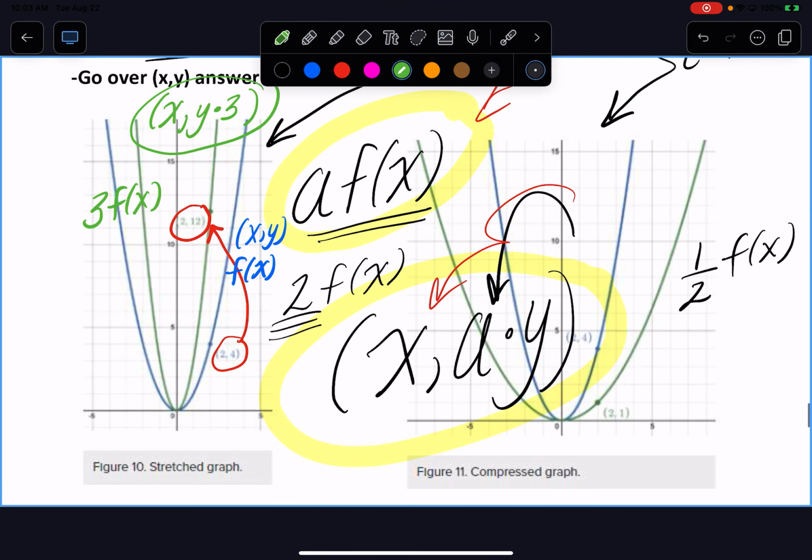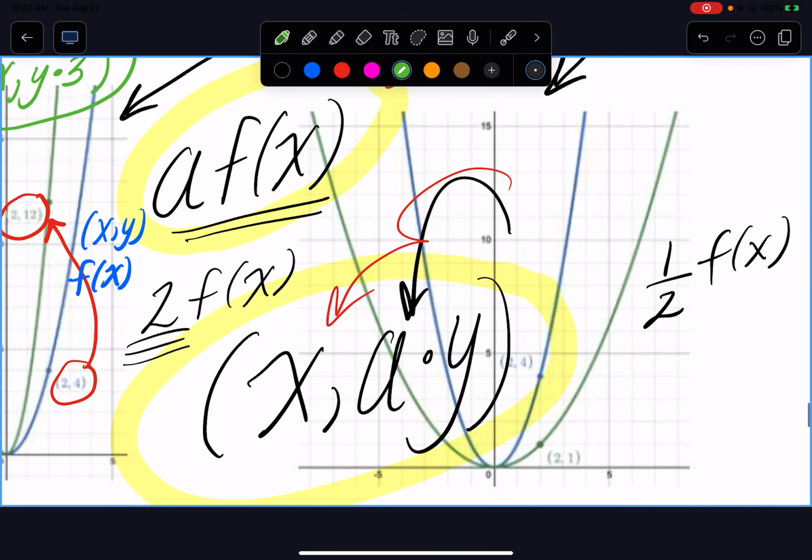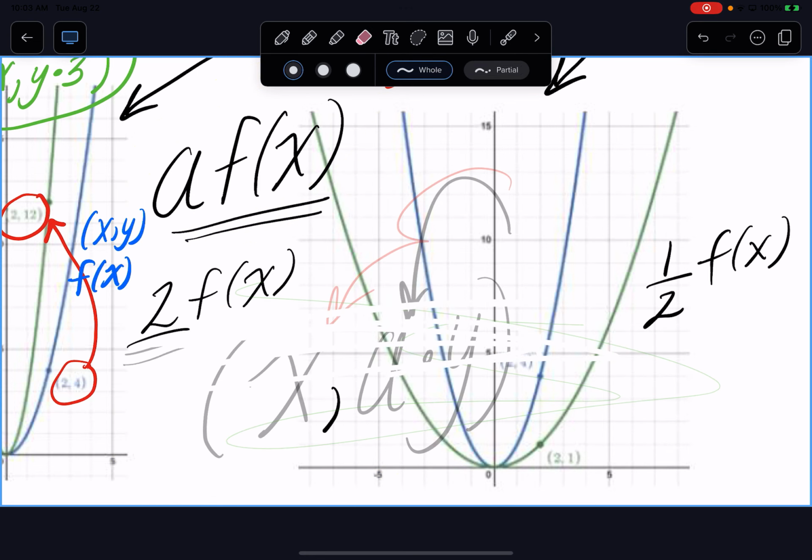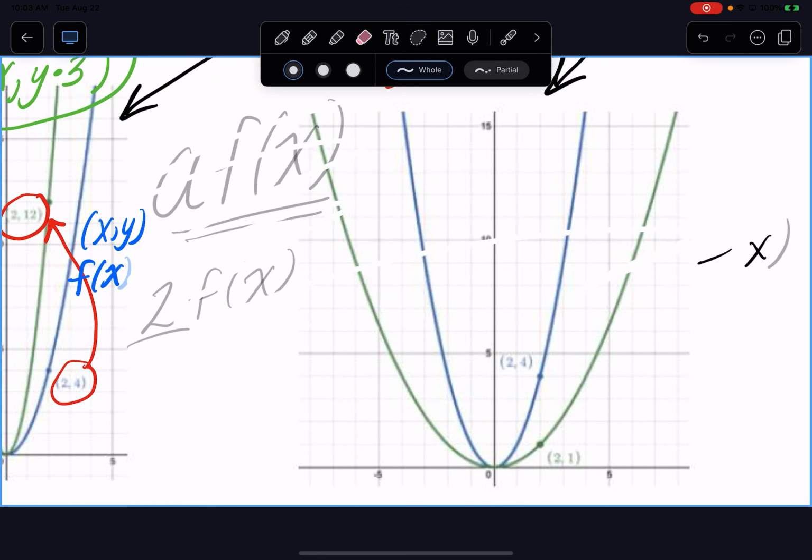All right, good stuff. Now looking at, I need to erase. There's too much going on here. Oh, that was an eraser, I thought. Erase, erase.